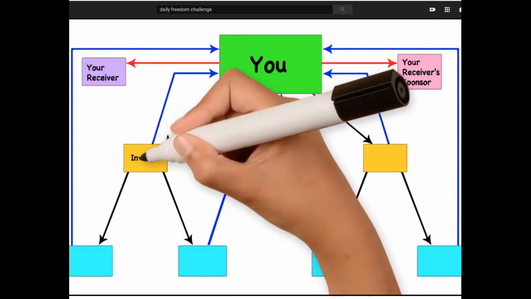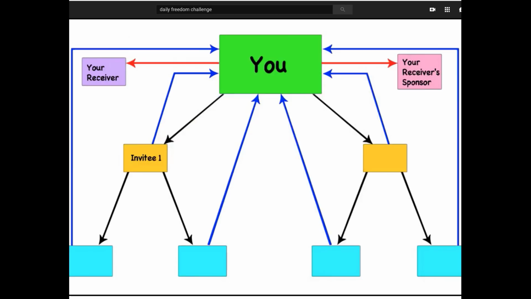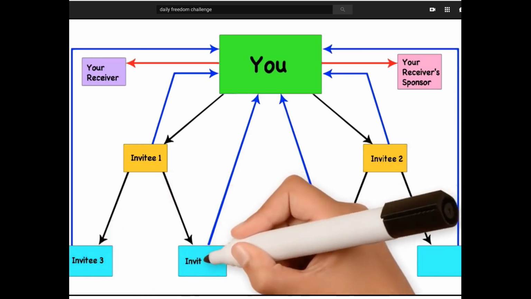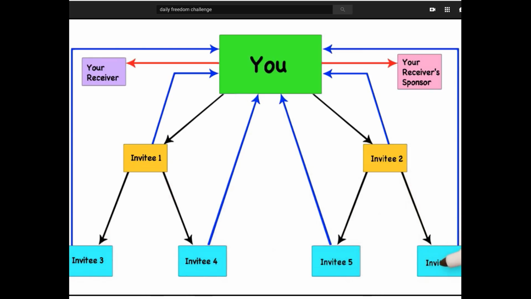You can see who your donations come from by the blue arrows and who they go to by the red arrows. This will all be automated and taken care of by the website, so you will never have to worry about sending or receiving your donations.